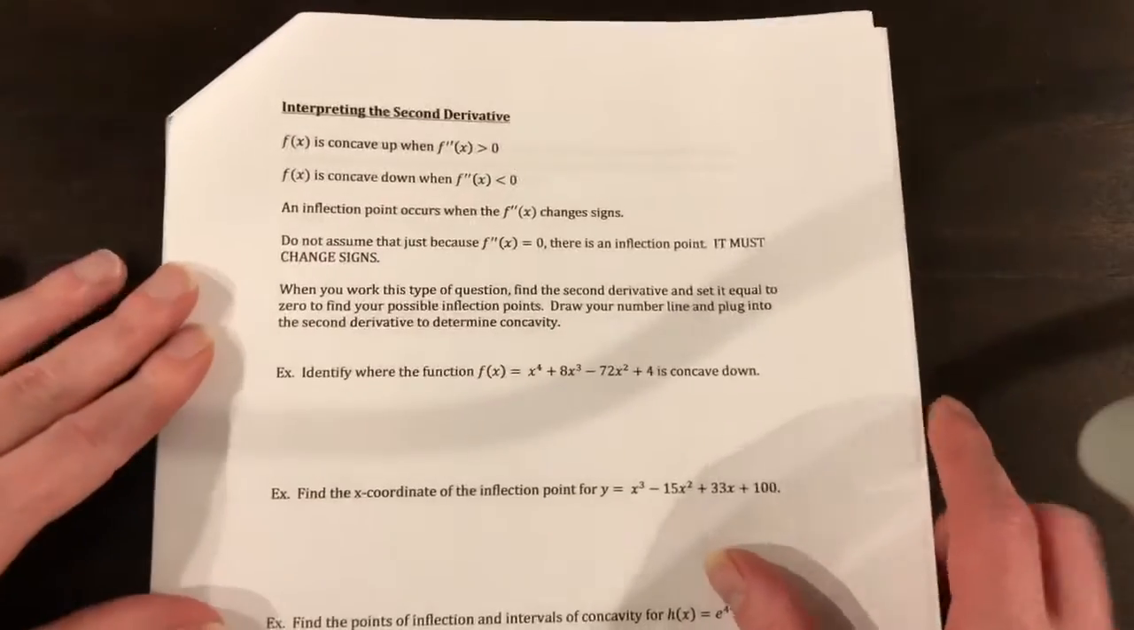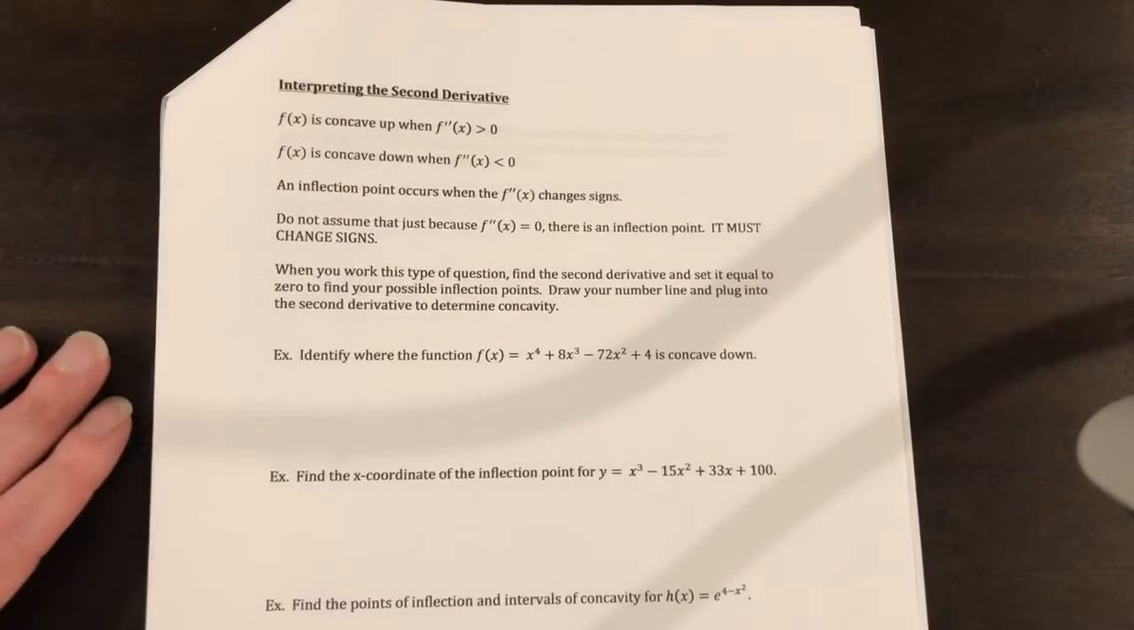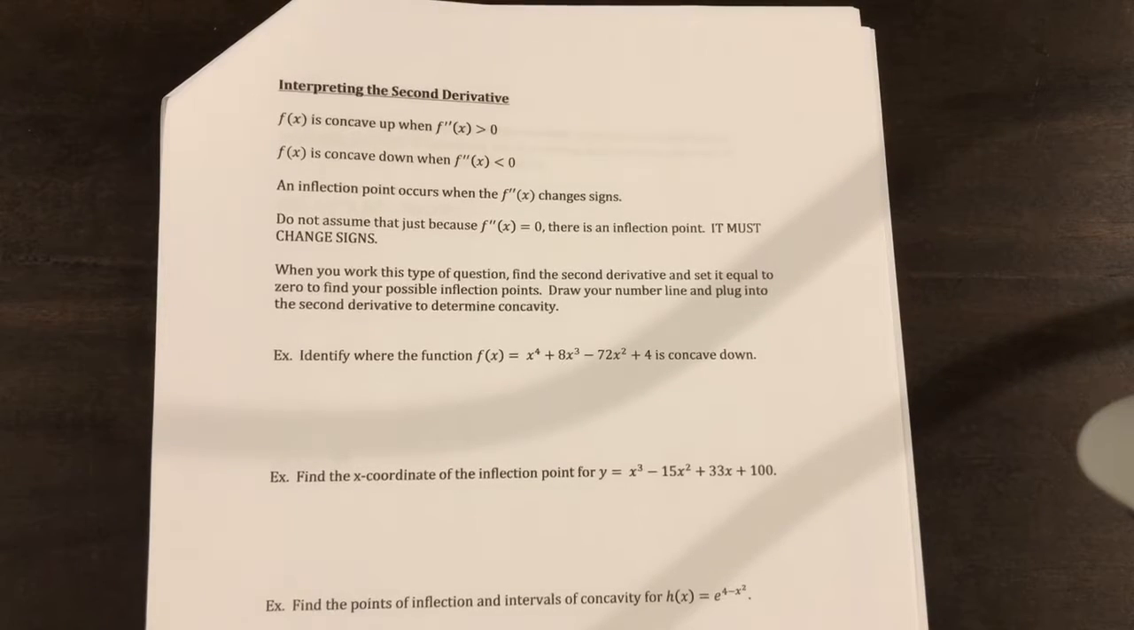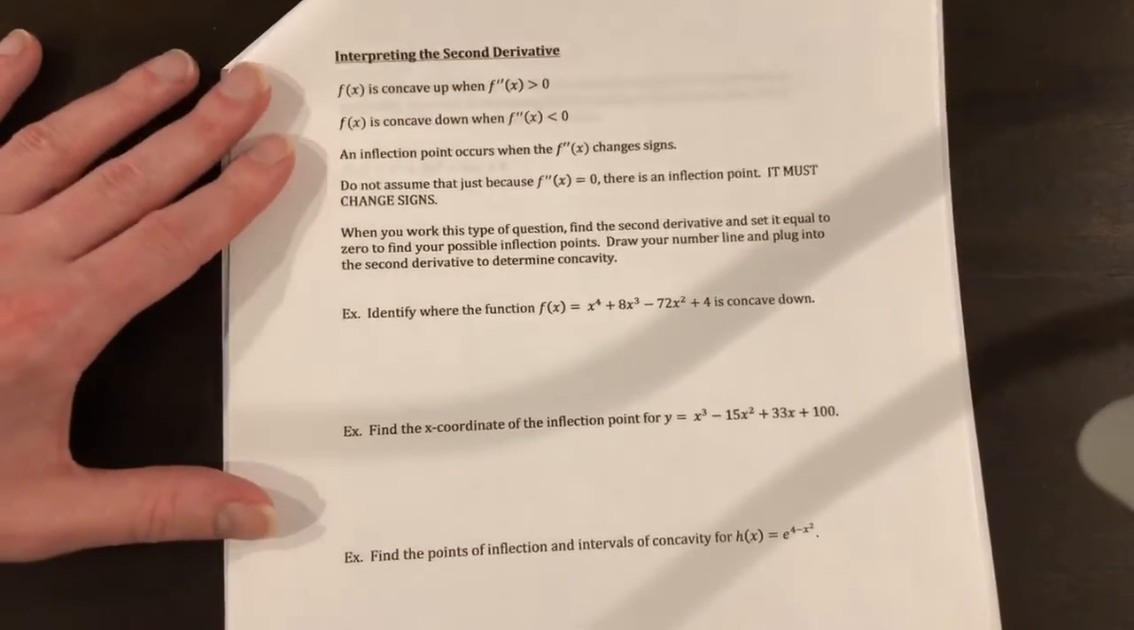Okay, let's go on to our second derivative. Now our second derivative tells us about concavity. If your second derivative is positive, it's concave up. If your second derivative is negative, it's concave down. An inflection point is where there's some sort of change in concavity. You can't assume that just because the second derivative is equal to 0 that you have some sort of inflection point. It's pretty much the same exact steps as what we just did on the first derivative, but we're looking for inflection points in concavity.